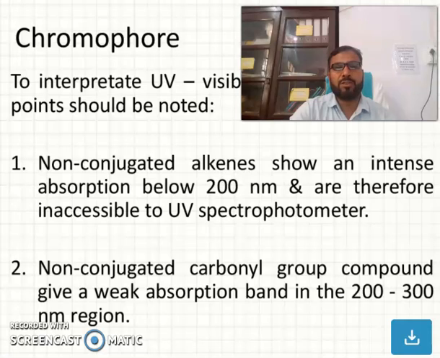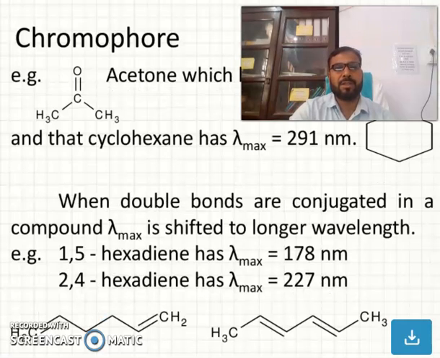To interpret a UV visible spectrum, the following points should be noted. Non-conjugated alkenes show an intense absorption below 200 nanometer and are therefore inaccessible to a UV spectrophotometer. Non-conjugated carbonyl group compounds give a weak absorption band in the 200 to 300 nanometer region. So, chromophore acetone has lambda max 279 nanometer, and cyclohexanone has lambda max 291 nanometer.